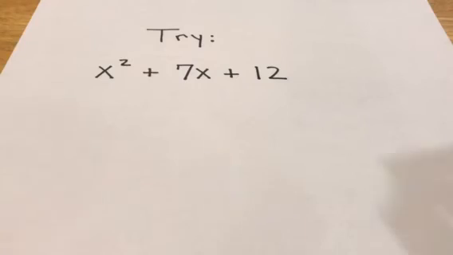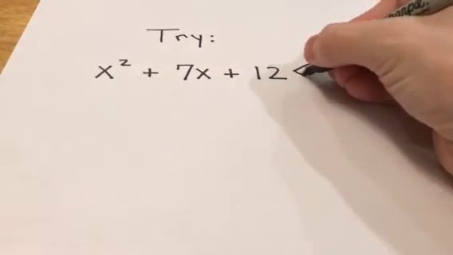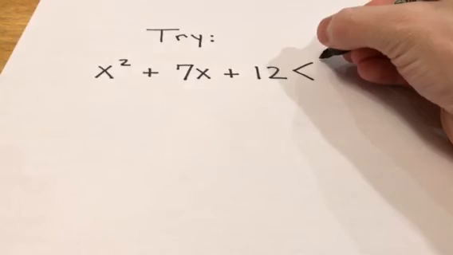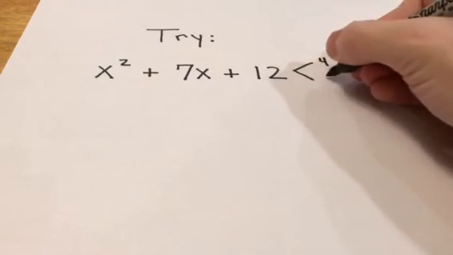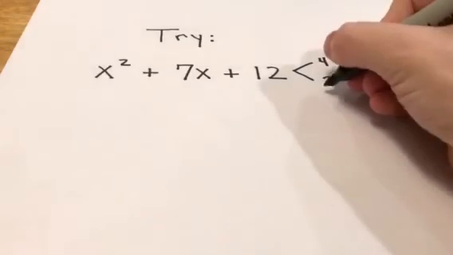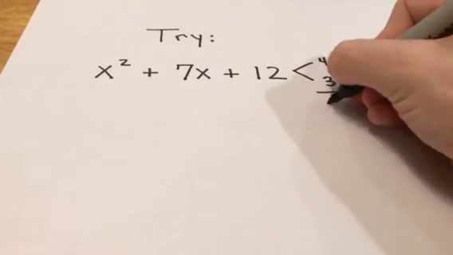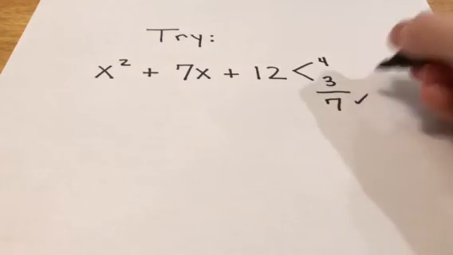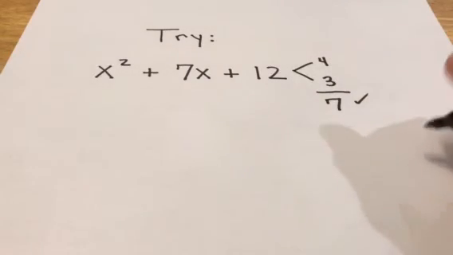Alright, so we're going to choose two numbers that multiply to the last number. It could be 2 and 6, but those are going to add up to 8. So I'm just going to choose 4 and 3 instead. 4 times 3 is 12, and if you add them up, 4 plus 3 is 7, which matches up with the middle number. Alright, so now we have our two numbers, 4 and 3.